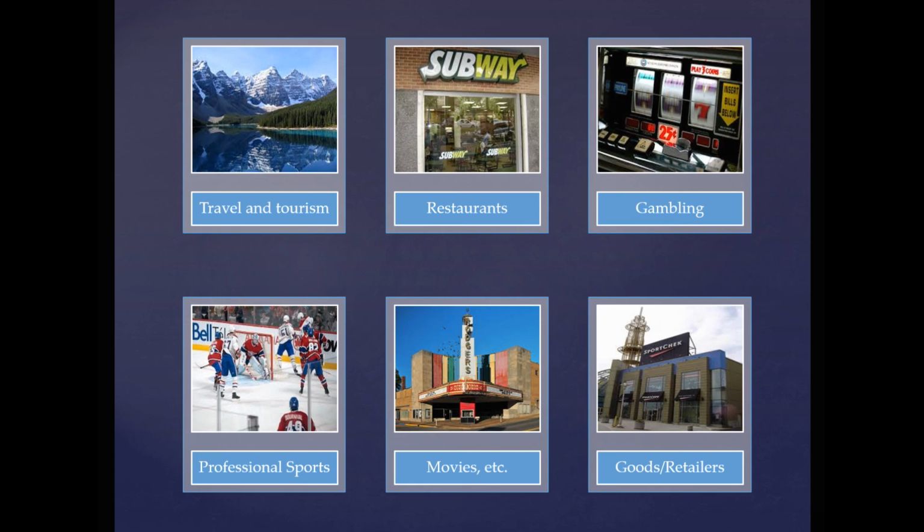Shopping is sometimes a leisure activity for people, but you also have to buy the goods and services. Think about your recreation, leisure and sports, and the money you have spent on the goods, like equipment, lessons, all that sort of thing. So goods and retail is also part of this sector.